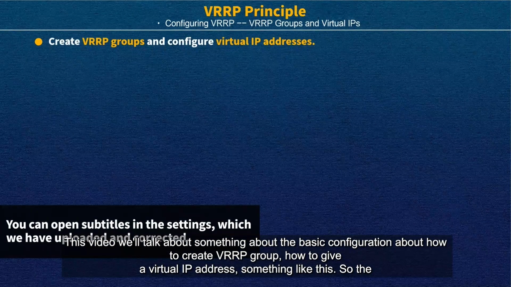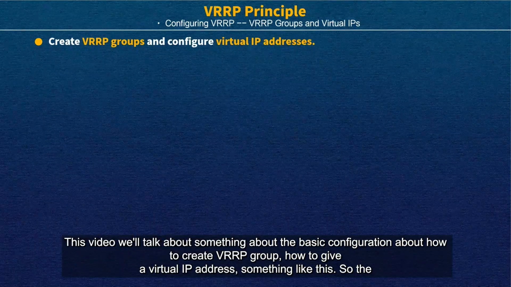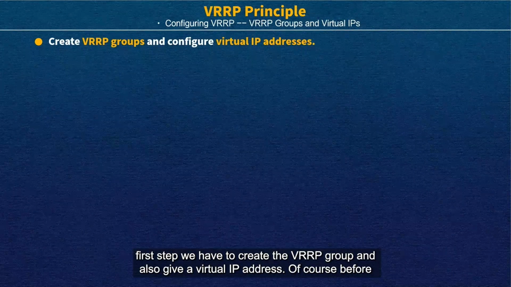In this video we will talk about the basic configuration: how to create a VRRP group and how to give it a virtual IP address. So the first step is to create the VRRP group and also give a virtual IP address.